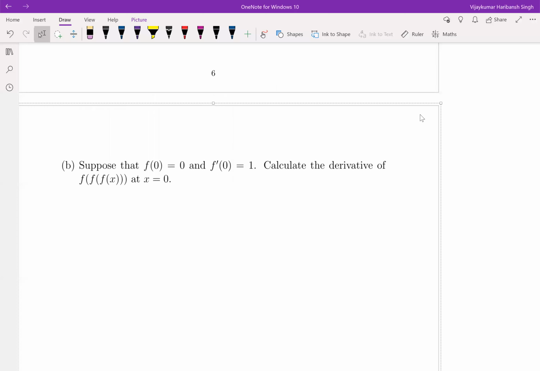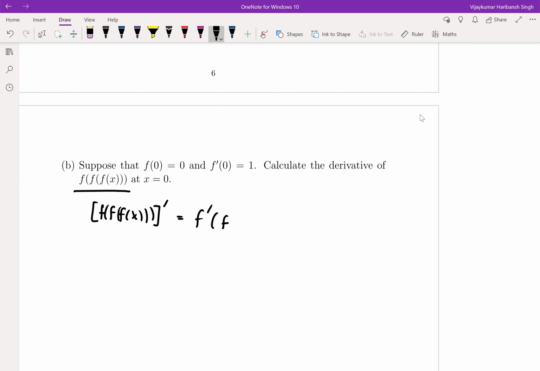So we want to compute the derivative of this. Note that first we'll compute the derivative. So f of x prime is going to be f prime of f of x times f of x prime, right? So derivative of outer function multiplied by derivative of inner function.